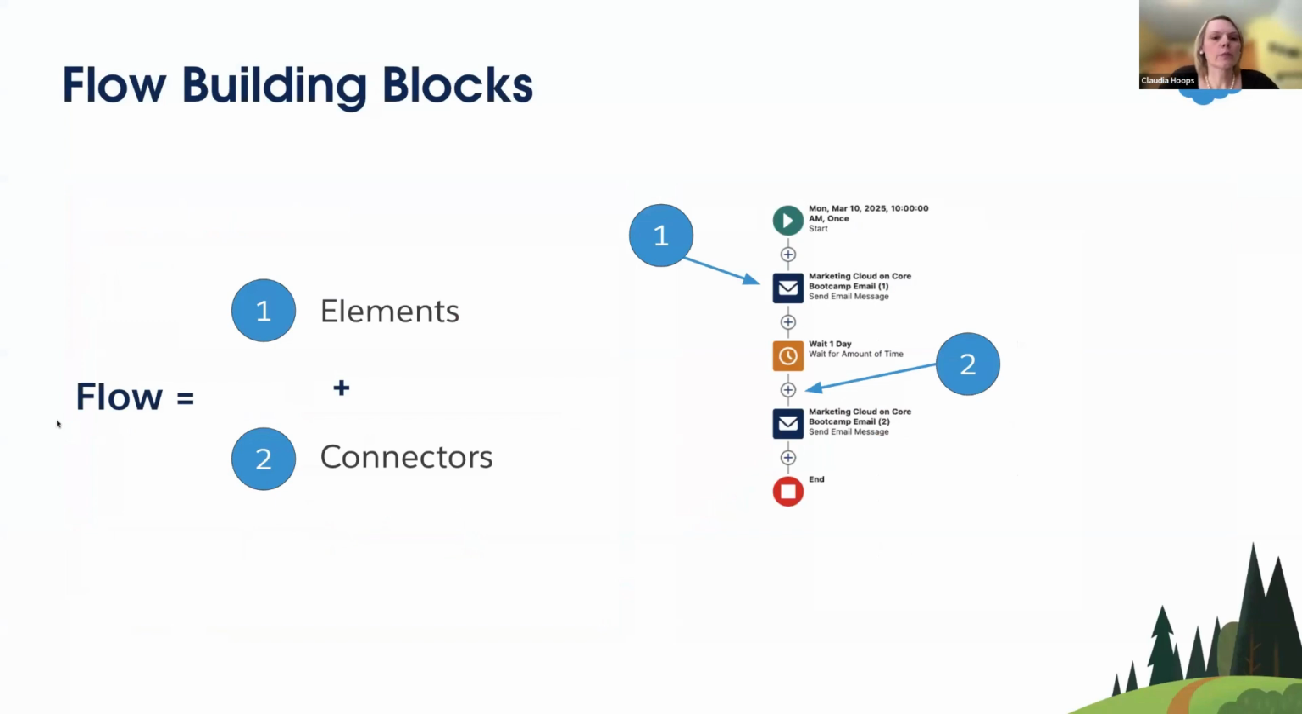Okay, so when you want to build a flow, the flow building blocks are elements and connectors. The elements are what you actually add to it. You can see here, for example, sending an email or a wait step. And the connectors are essentially the little plus signs in between. When you click on those, you can add more elements to it.